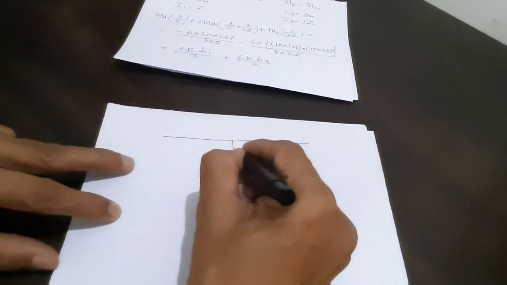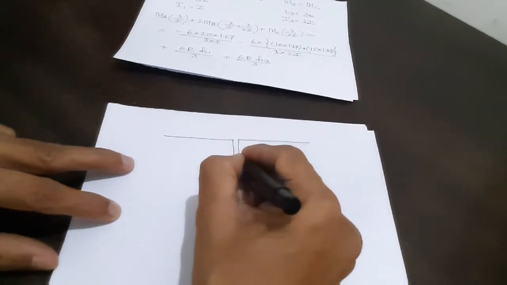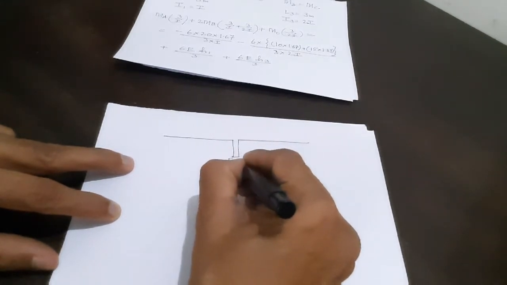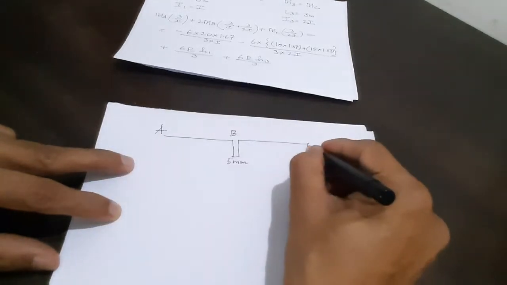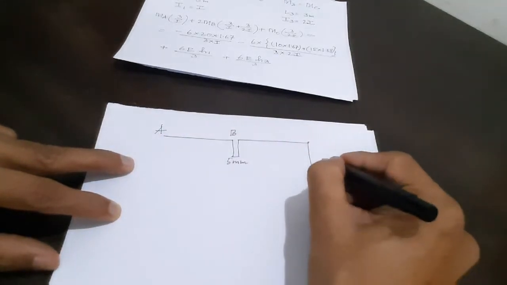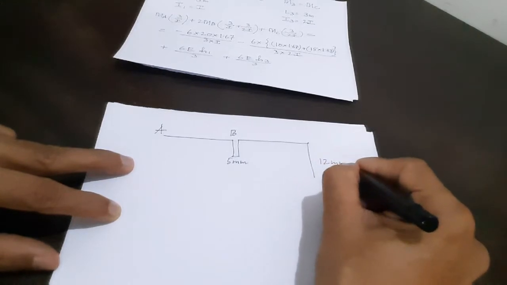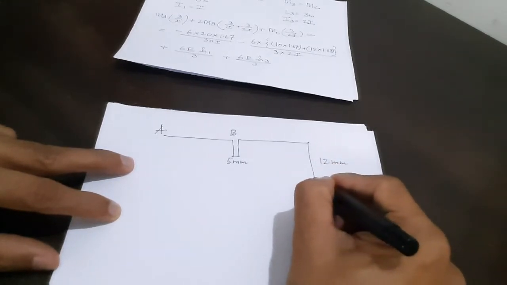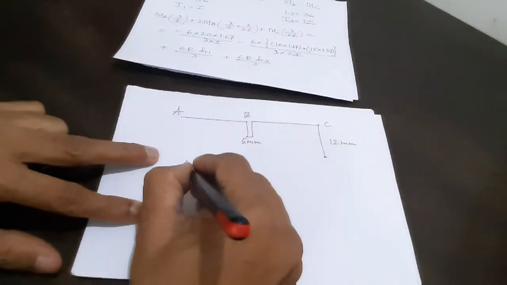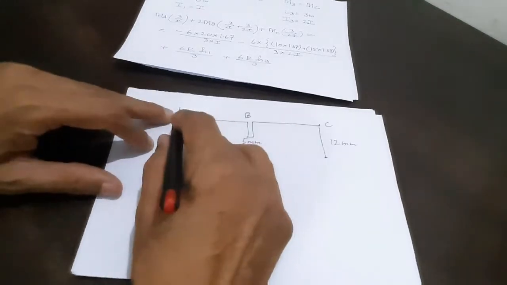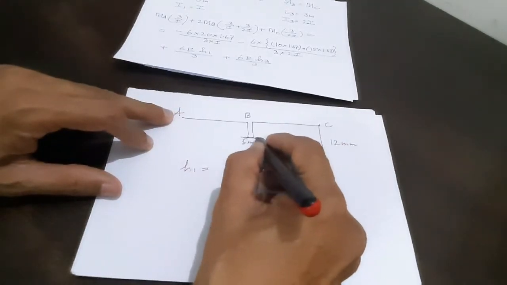Support B settles down by 5 mm, and support C settles down by 12 mm. This is support C, which is settling down by 12 mm. Now what is H1? We have seen H1 is the relative position of the left hand support with respect to the central support.